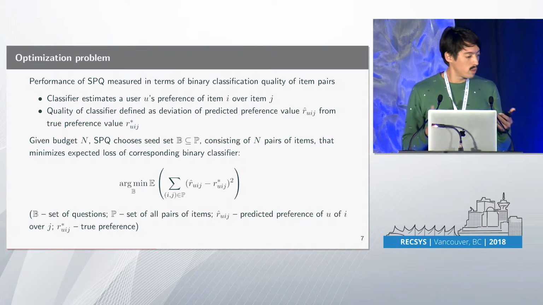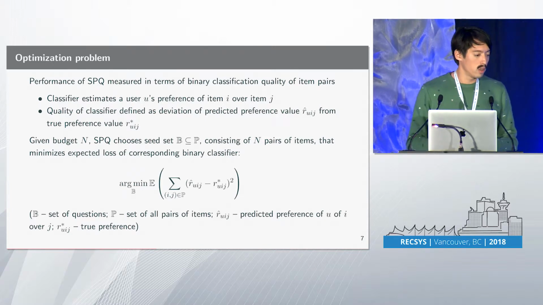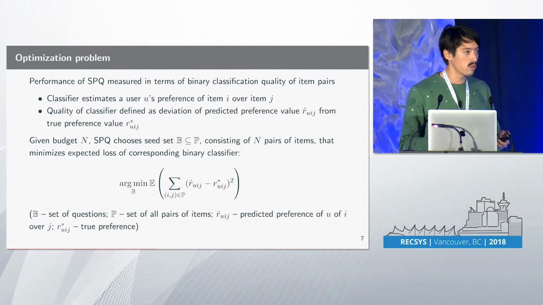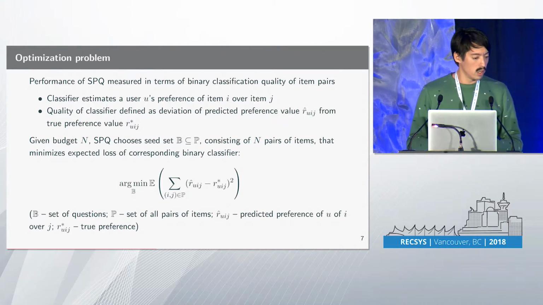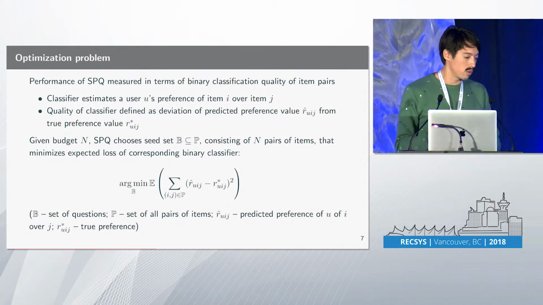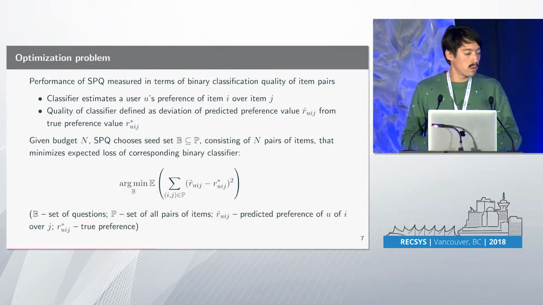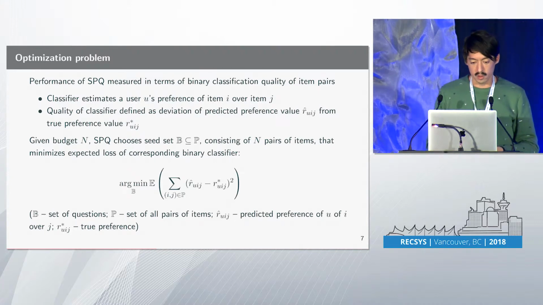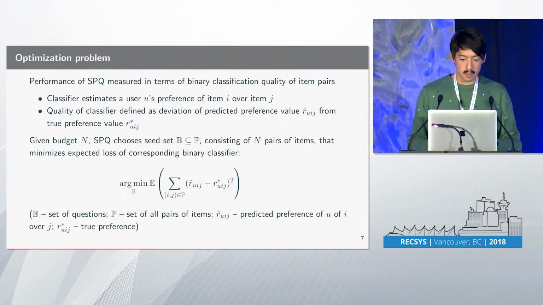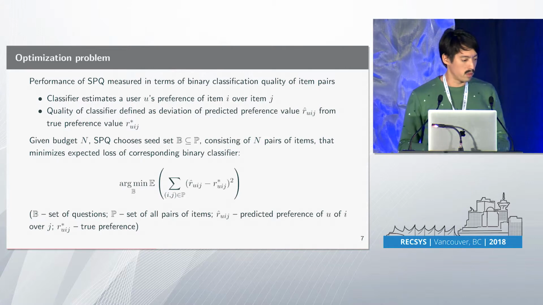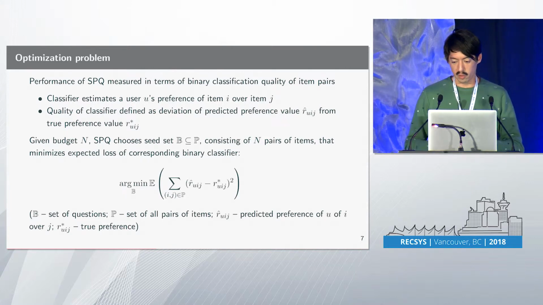Anyway, so the task is, given a budget n of the number of questions you want to answer, to choose a seed set of questions from all possible questions, which corresponds to all possible pairs of items. So you have n pairs of items that correspond to questions that minimize the expected loss of the binary classifier. So that's the loss, the difference between the predicted value and the true value. And in the paper, the authors extensively show and prove how this optimization task should be solved to optimally select these questions.